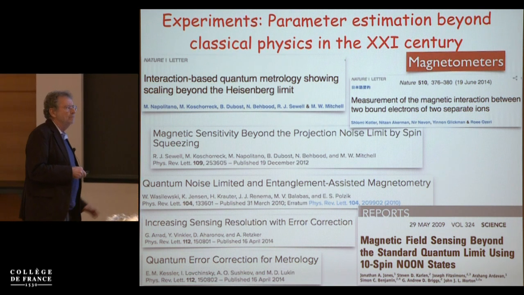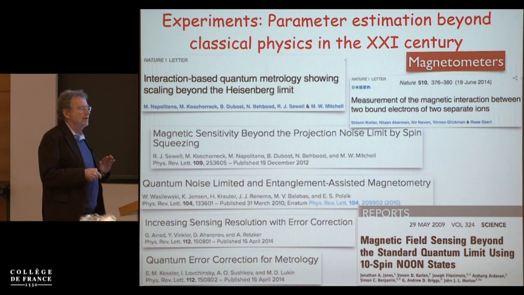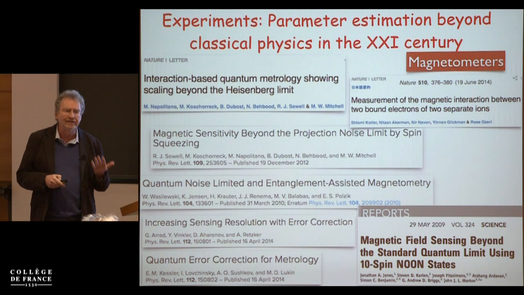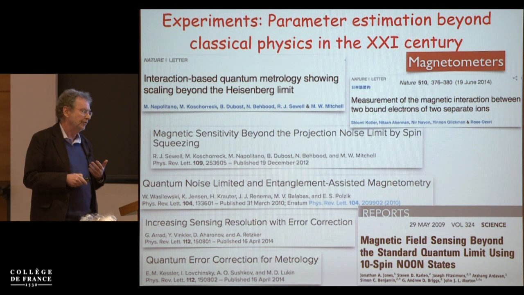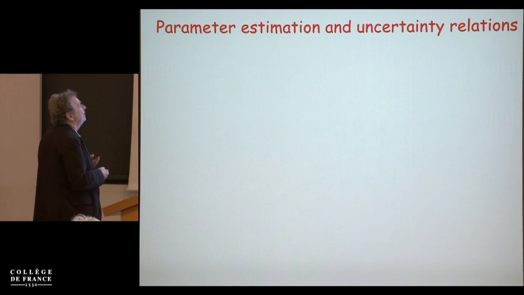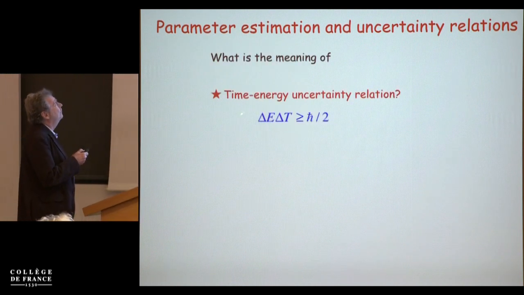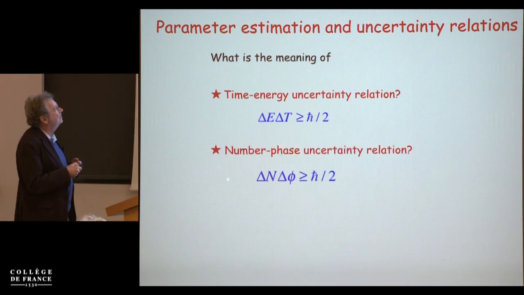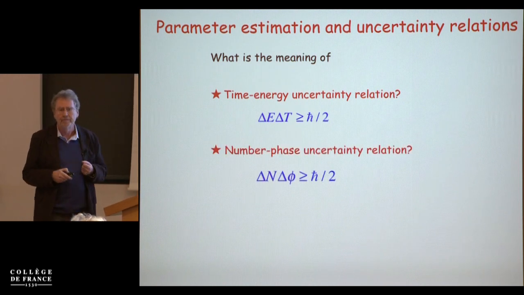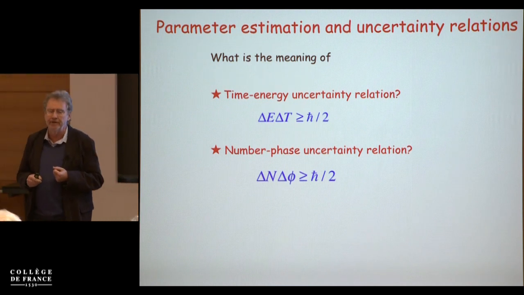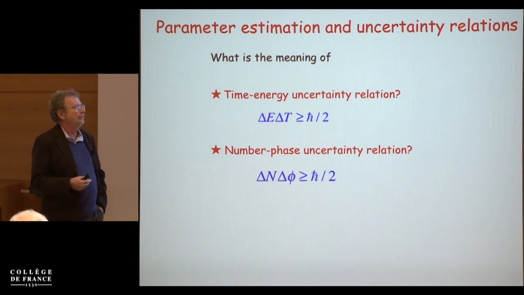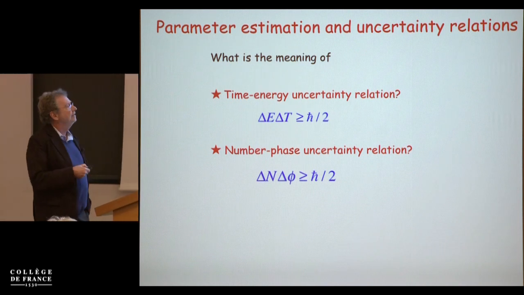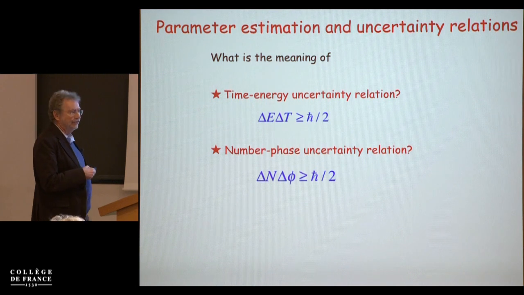So there are lots of experiments on that, but there are also some very basic questions that are related to quantum metrology, some conceptual questions. They have to do with the meaning of relations like this one, the time-energy uncertainty relation, or yet the number-phase uncertainty relation. These relations have, for a long time, sometimes been attributed to some Hermitian operators that should be attributed to time and phase.